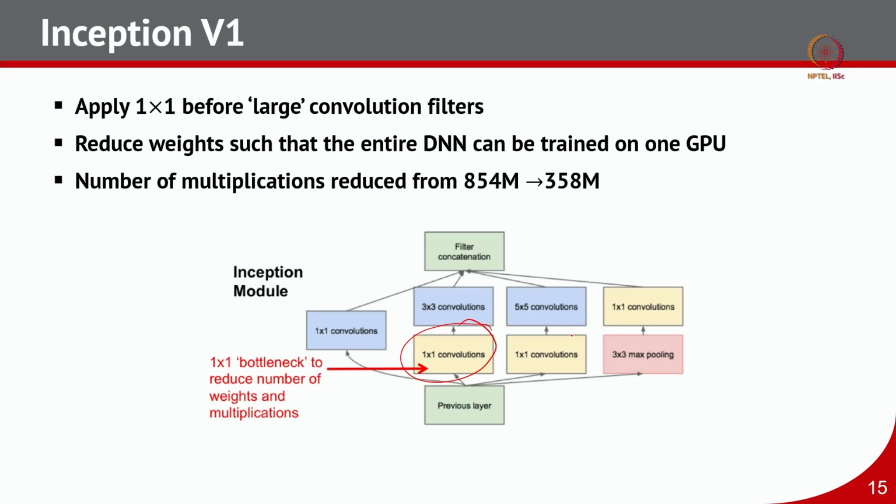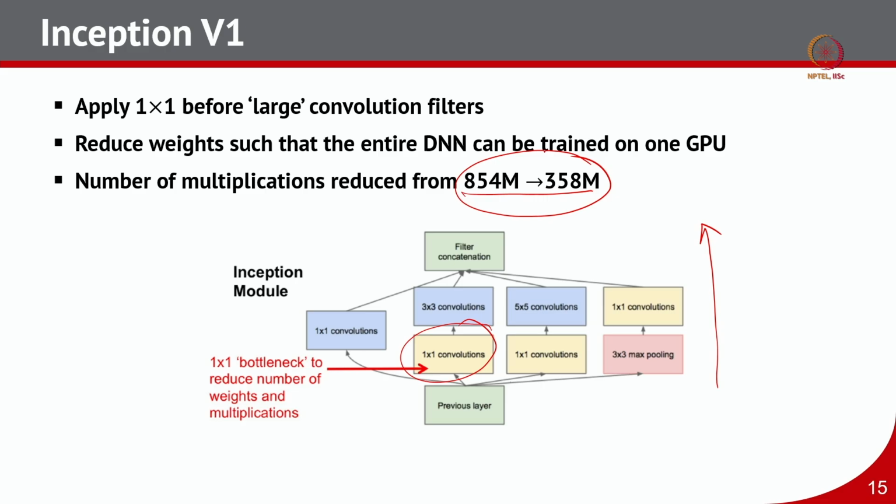Now, just by using these one by one bottlenecks in Inception V1, the number of multiplications is reduced from 854 million to 358 million. More than 50% of multiplications have been eliminated just by using this one by one convolution. And the main idea is that the depth of the network is still the same, or maybe more. If the depth of the network is the same or more, then we will probably have the same quality of training, but the number of multiplications is reduced by a big margin, which is a great benefit, right.